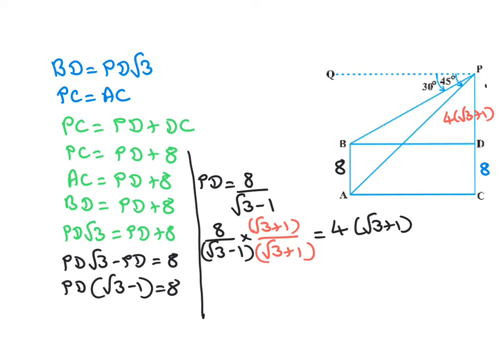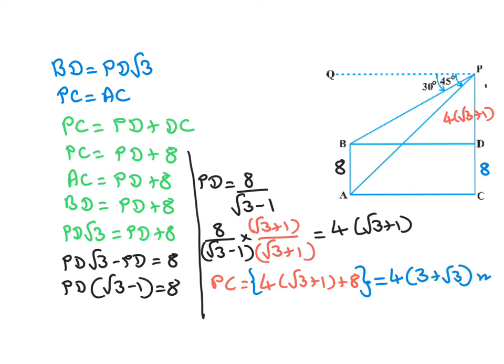That's your PD. But the height of the total multi-story building, PC, is going to be 4 times root 3 plus 1, plus 8. So PC is going to be 4 times root 3 plus 1 plus 8. So that is going to be the height of the multi-story building. If you open the bracket and simplify, that's going to be 4 times 3 plus root 3 meters, the height of the multi-story building.